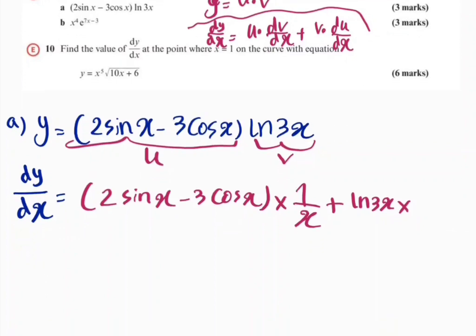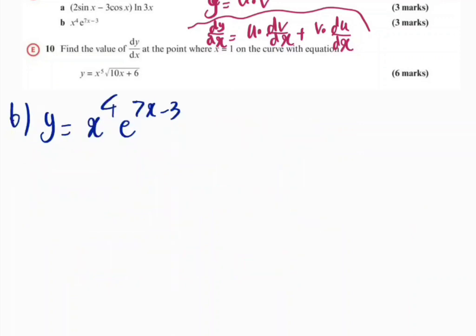So ln 3x times, 2 sin x differentiates to 2 cos x, minus 3 cos x differentiates to, cos x differentiates to minus sin x, and since here we have negative 3, we get plus 3 sin x. And that's it. So we have done the differentiation. Of course, we can simplify this a bit, but it's not necessary because in the question they haven't asked for any specific form. So I suggest you leave your answer in that form so you can save some time and also avoid making some errors.